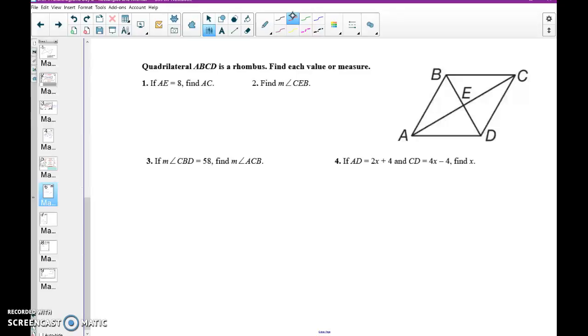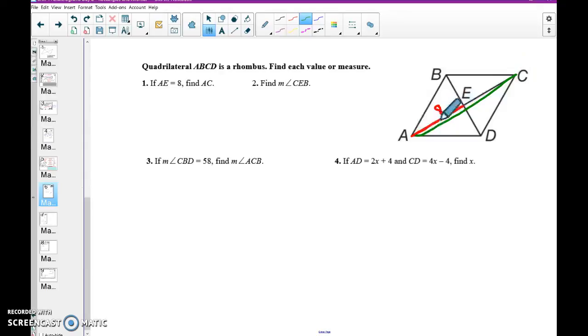So we're looking at AE first of all. That's part of our diagonal. There's that guy. Okay, so if AE is 8, I'm looking for AC. Okay, well this is actually pretty basic from the parallelogram section. We know that parallelograms have diagonals that bisect each other. Remember, bisect means to cut in half. If you have two halves, the halves must be equal. That's kind of the definition of half. It's cut into two equal groups.